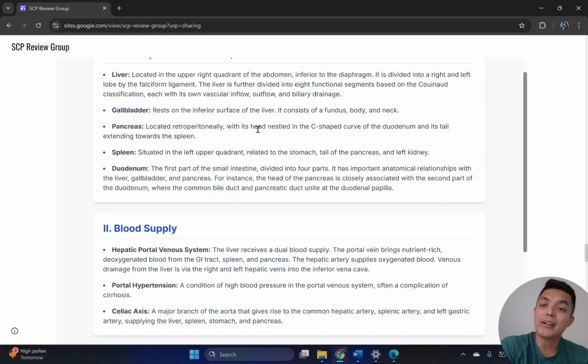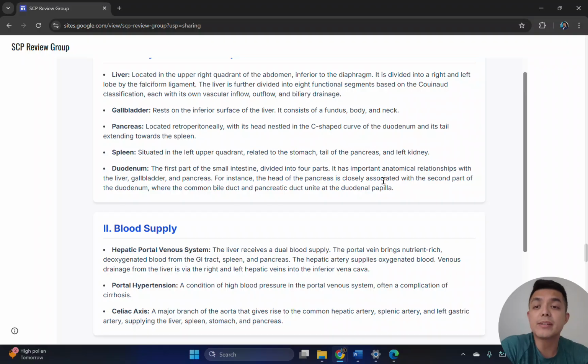Next is the gallbladder. It rests on the inferior surface of the liver. It consists of a fundus, a body, and a neck. And you can really appreciate this in robotic surgery, which I'm very fortunate to be a part of. So when we do gallbladder surgery and cholecystectomies or liver resections, you can really appreciate where the gallbladder is.